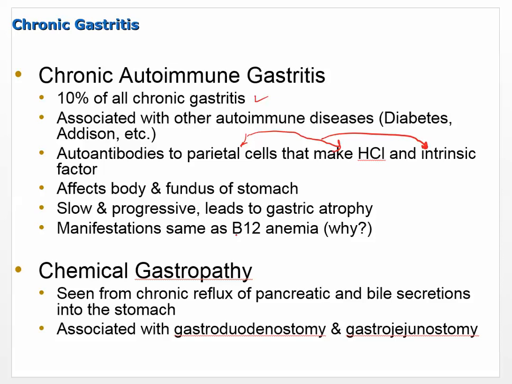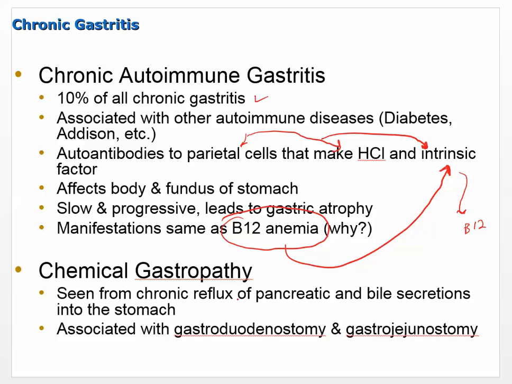Manifestations may be the same as B12 anemia. The question is why, and that's because the parietal cells, if they're damaged, can lead to the loss of intrinsic factor, and you need intrinsic factor to take up and absorb B12. Okay, so that's why that's the case.